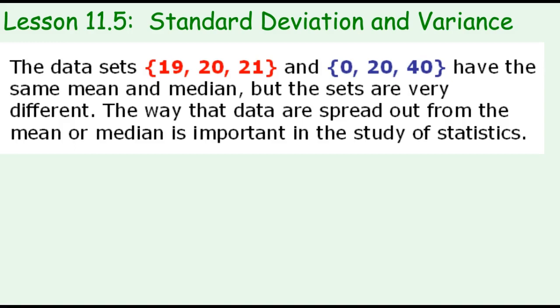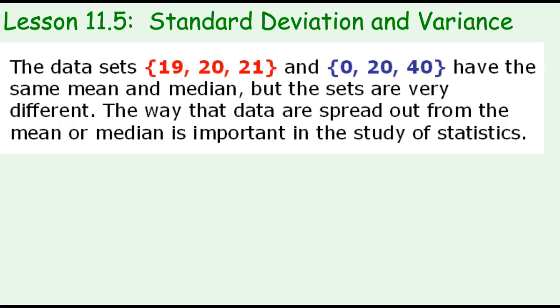Let's calculate the mean quick of these data sets. If you add up 19, 20, and 21, you find the average. The average here is going to be 60 divided by 3, which is 20. And then the average over here is also going to be 60 divided by 3, which is 20. So the mean is 20 in both data sets, and the median is also the same.